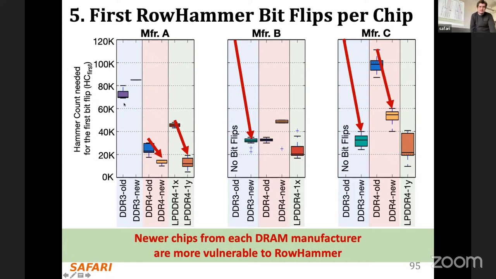And the takeaway from this one is newer chips from each DRAM manufacturer are more vulnerable to RowHammer. In terms of this metric also, previously we looked at the RowHammer bit error rates with increasing hammer count, and we also see the same exists for the hammer count needed to induce the first bit flip. And this is an important metric because this is what determines essentially the RowHammer vulnerability of a DRAM chip. You want to prevent more than this many activations to any row in that chip if you want to prevent RowHammer bit flips.